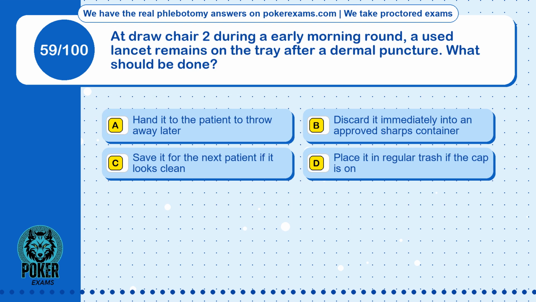Question 59. At draw chair 2 during an early morning round, a used lancet remains on the tray after a dermal puncture. What should be done? Option A, hand it to the patient to throw away later. Option B, discard it immediately into an approved sharps container. Option C, save it for the next patient if it looks clean. Option D, place it in regular trash if the cap is on.